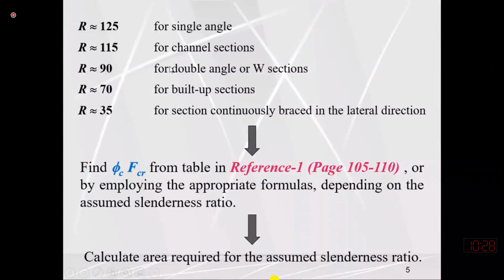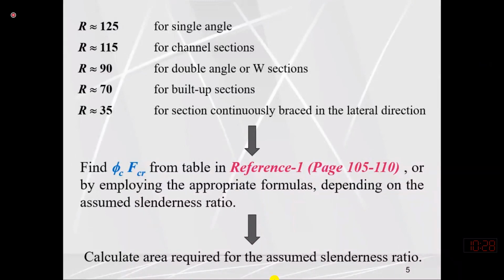So there is a guideline. If we want to design a compression member as a single angle, we have to assume a starting value of slenderness ratio equal to 125. And if we want to design a compression member by selecting a channel section, then we have to start the design by assuming that the slenderness ratio of our intended channel section may be 115.